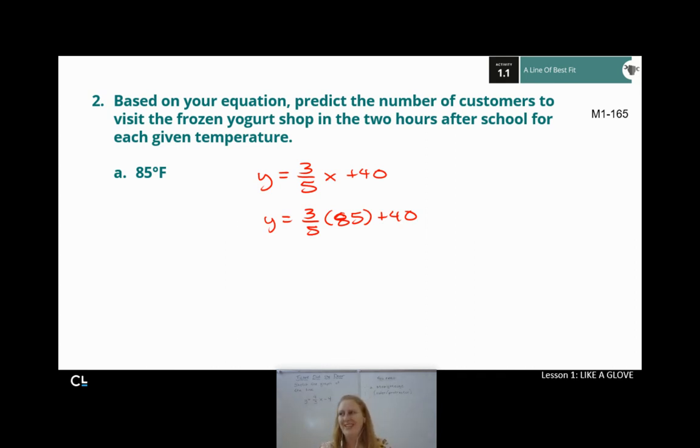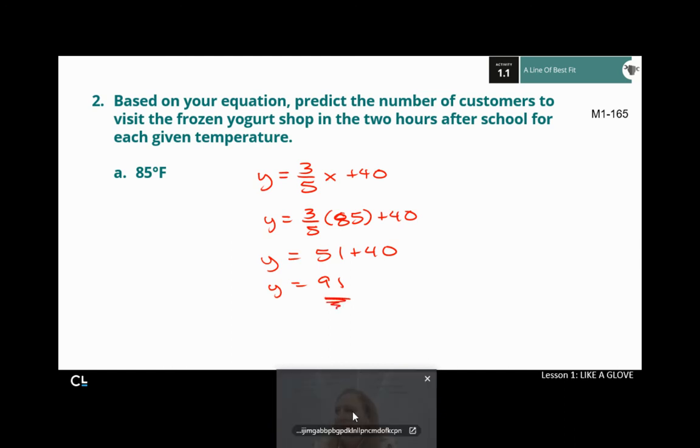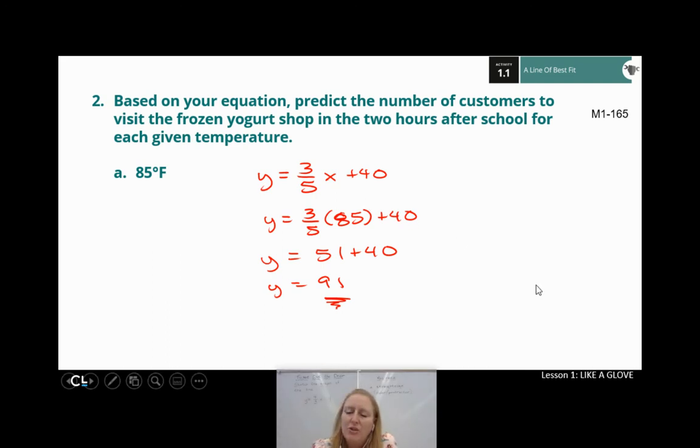It's all good. So remember, when you multiply with fractions, you multiply with the top, you divide with the bottom. So I'm going to do 3 times 85, and then I'm going to divide that by 5, and I get 51. And then, of course, 51 plus 40, the lights have returned. I get 91. I guess I didn't really need a calculator for that last one. So based on my equation, I'm going to predict that 91 people will come into the shop to buy frozen yogurt when it's 85 degrees outside.